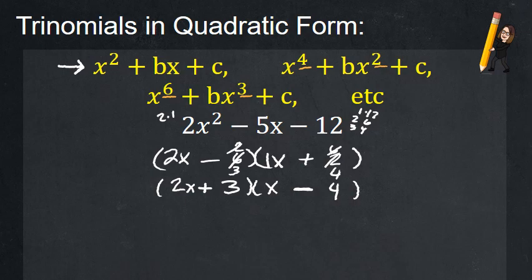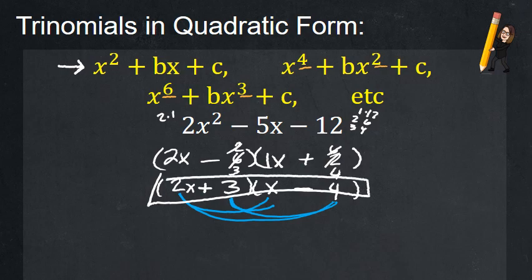And again, double check before you leave your answer and make sure it works. First, 2x squared, outer negative 8, inner positive 3, last negative 12. So I'm confident in this factored polynomial.